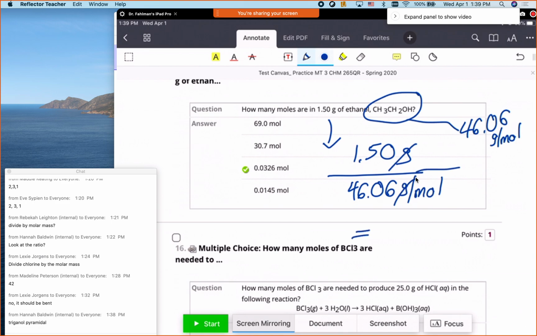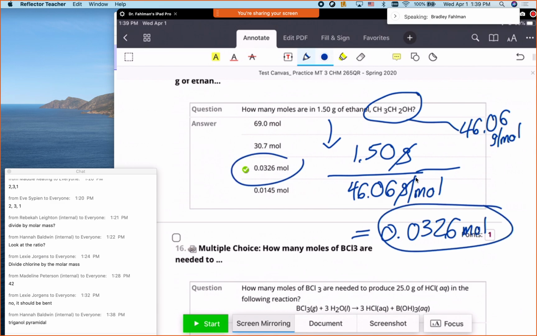Okay, and then 1.5 divided by that is 0.0326 moles.